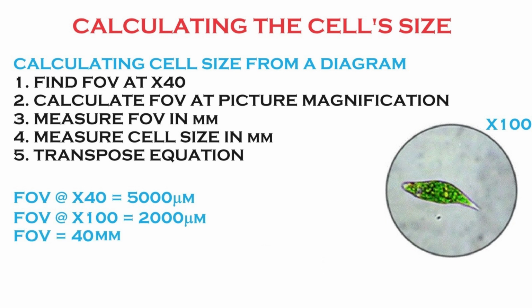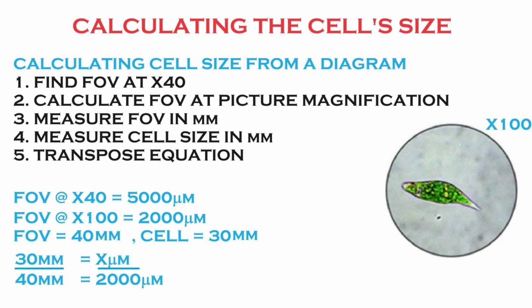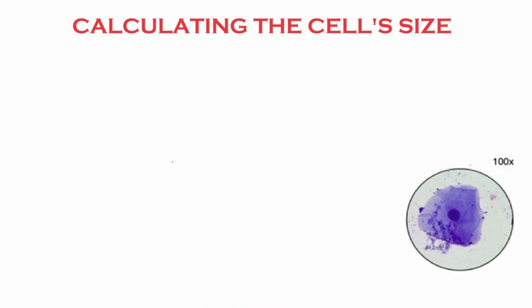I have measured the field of view with my ruler, and it measured 40 millimeters. And then I measured the cell length, and it was 30 millimeters. Then I can use a simultaneous equation, which is 30 millimeters equals x, but 40 millimeters equals 2,000 micrometers. Then I transpose the equation, so x equals 30 times 2,000 divided by 40, and I end up with 1,500 micrometers. Now I have an example for you to try.